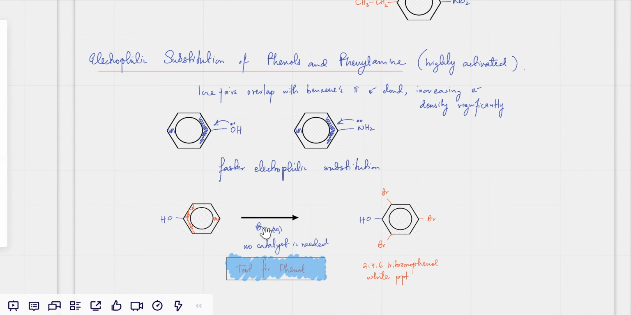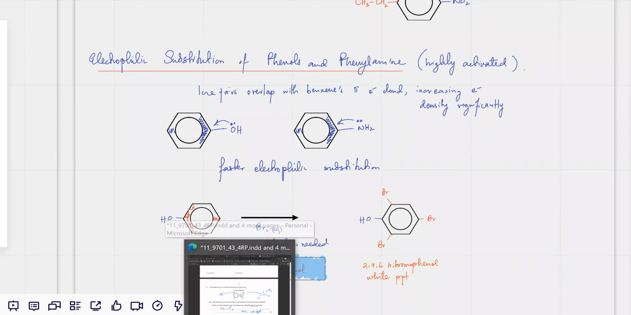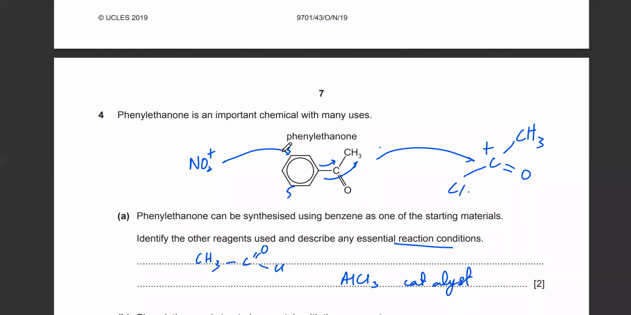This was a test for phenols actually, that it could react with bromine to form a white precipitate. But Br2 aqueous only reacts with phenols or with phenylamines, not with this molecule. This is not a phenol. A phenol is a benzene with an OH. Is that also clear? Is this clear? Yes or no?